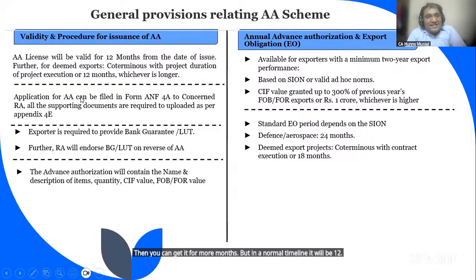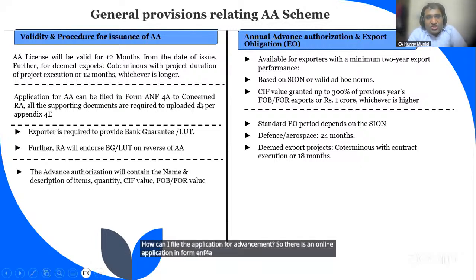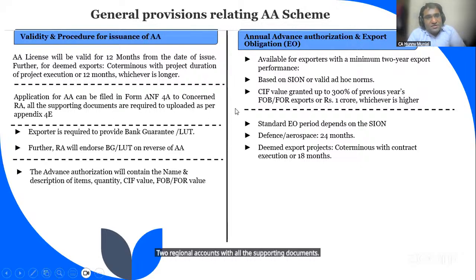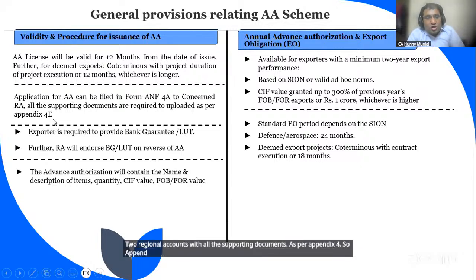How can I file the application for advance authorization? There is an online application in Form ANF 4A, which an exporter can file on a portal to the regional authority with all the supporting documents as per Appendix 4E. Appendix 4E provides all the documentation in respect of the application to be made for advance authorization, and that can be filed to the concerned regional authority by post.